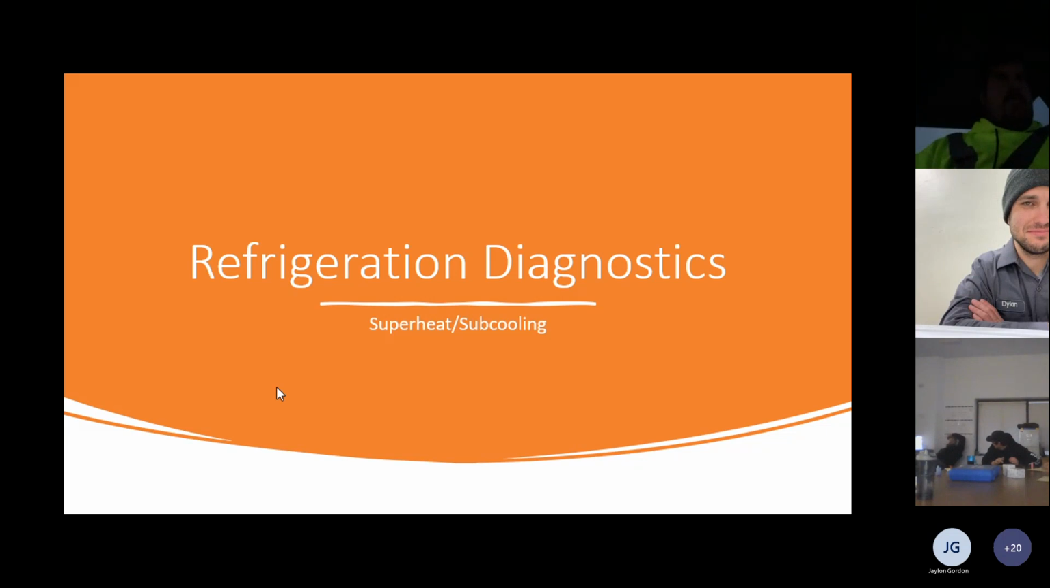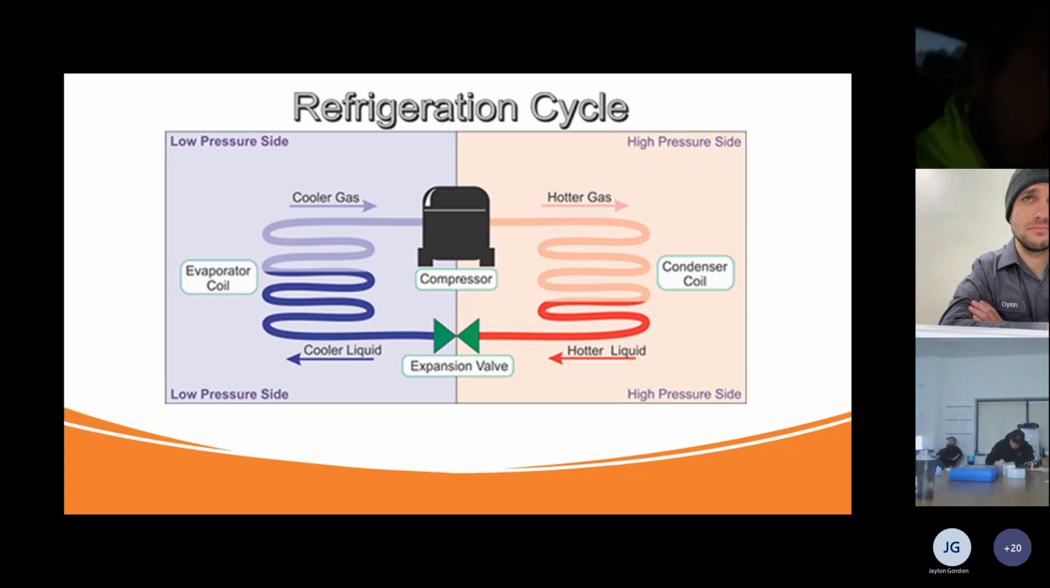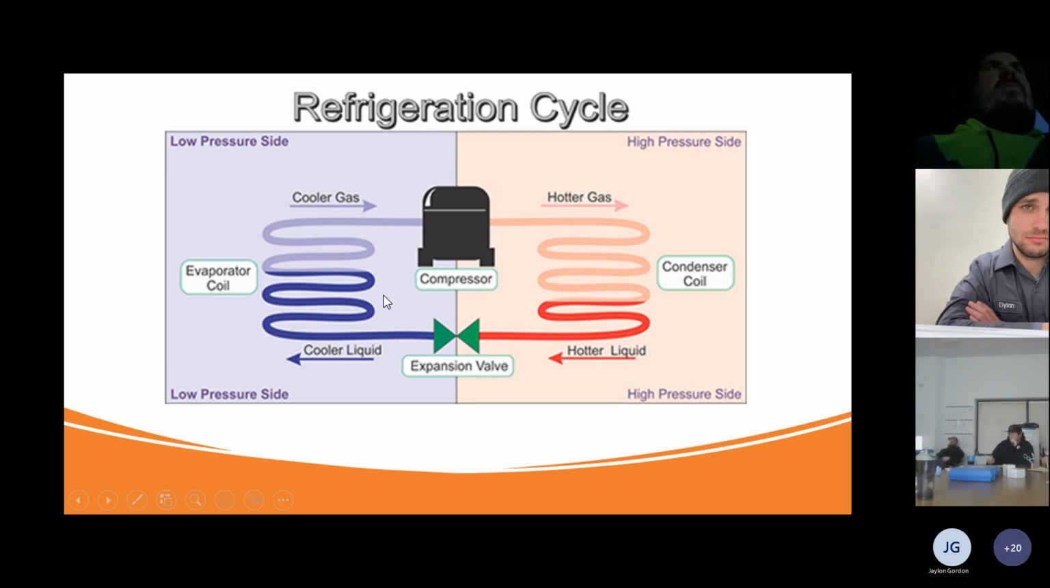All right, so we're going to go over superheat and subcooling, and some refrigeration diagnostics regarding it. Here's a brief diagram of a refrigeration cycle. You've got your compressor. I could explain it, or does anyone want to try to explain it to the group? Okay, I'll explain it to the group.